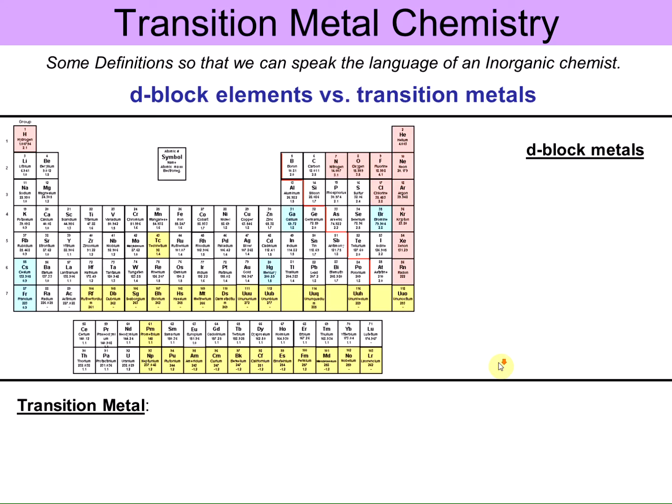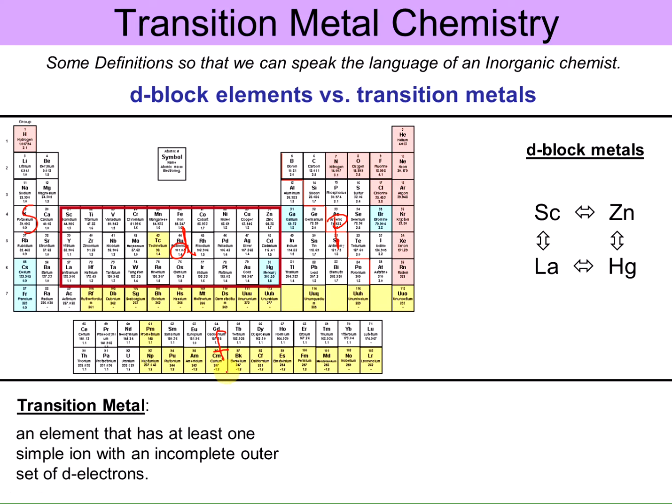Now when we talk about transition metals, a lot of times people use the term d block elements and transition metals interchangeably. But in reality, they mean something slightly different. So this is our d block here because we're filling in the d orbitals when we're filling in those valence electrons, those outermost electrons. So remember, this was our s block, this was our p block, this is our d block, and this is our f block.